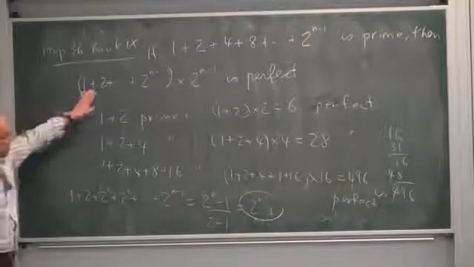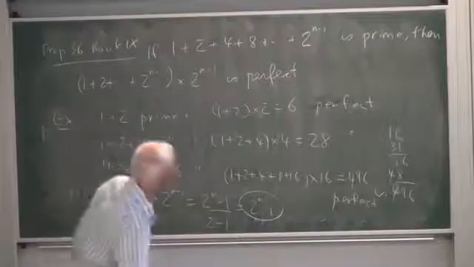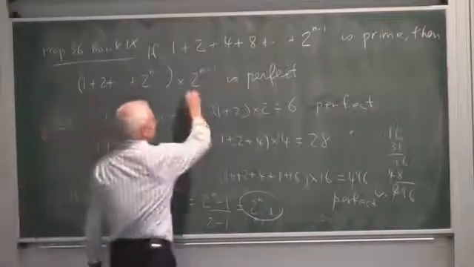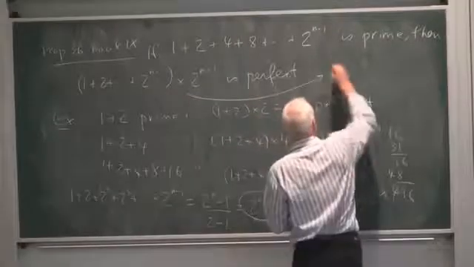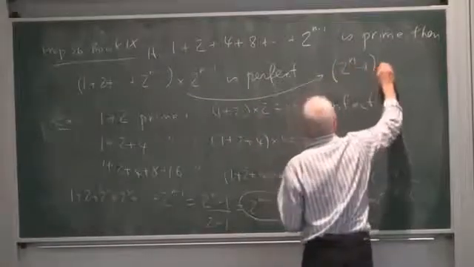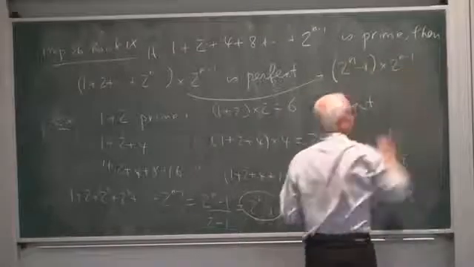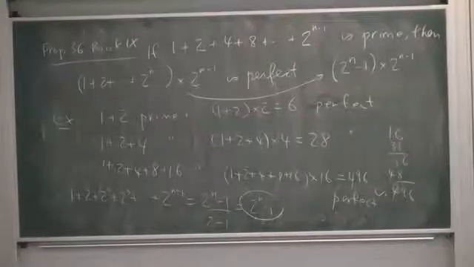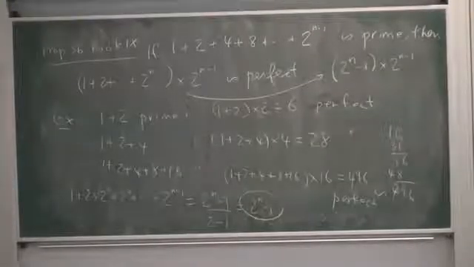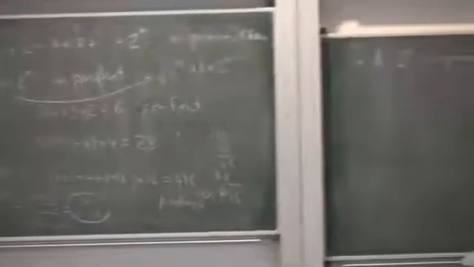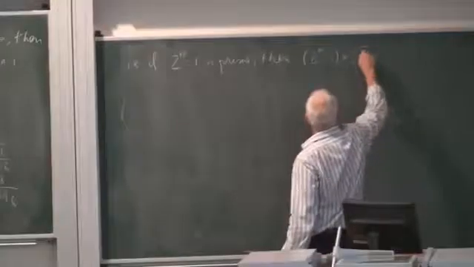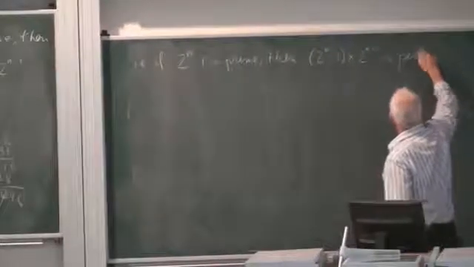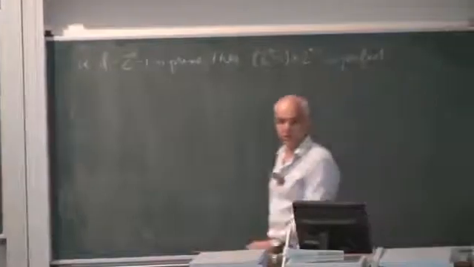So this number that's appearing here, we could rewrite it more efficiently as 2 to the n minus 1 times 2 to the n minus 1. So we could state it another way: if 2 to the n minus 1 is prime, then 2 to the n minus 1 times 2 to the n minus 1 is perfect. That's just a restatement of Euclid's theorem.